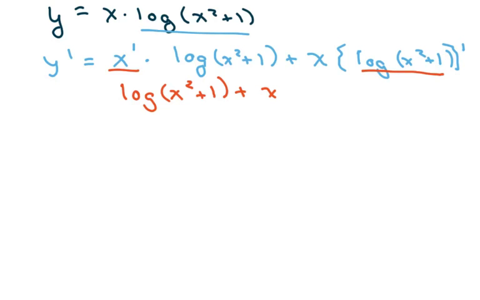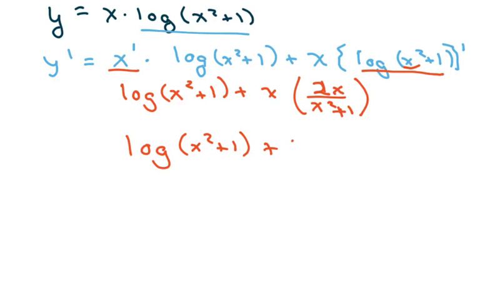So the derivative of this, remember, is just going to be 1 over x squared plus 1, and the derivative of the inner function is 2x. So I'm just going to put this as 2x. So basically, if you simplify this, you'll get log of x squared plus 1 plus 2x squared over x squared plus 1. And that's all.